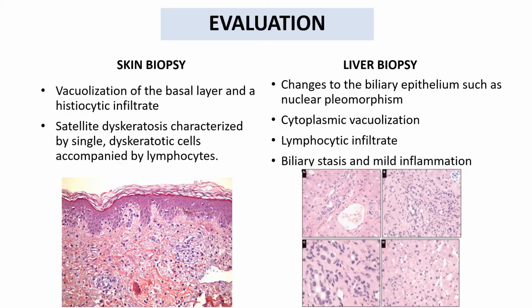In a skin biopsy, usually vacuolization of the basal layer will be seen with histiocytic infiltrate. There can be satellite dyskeratosis characterized by single dyskeratotic cells accompanied by the lymphocytes. In the liver biopsy, there will be changes in the biliary epithelium, such as nuclear pleomorphism and cytoplasmic vacuolization, lymphocytic infiltrate will be seen, along with bile stasis and mild inflammation.